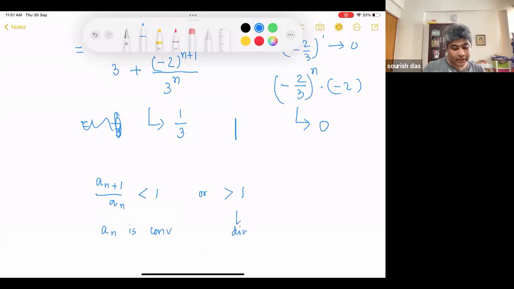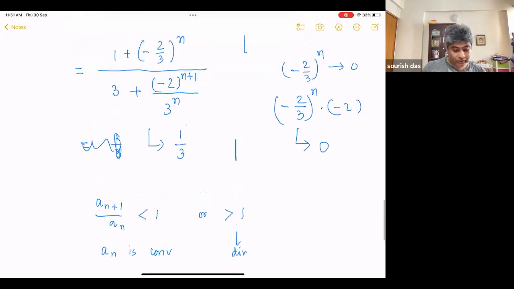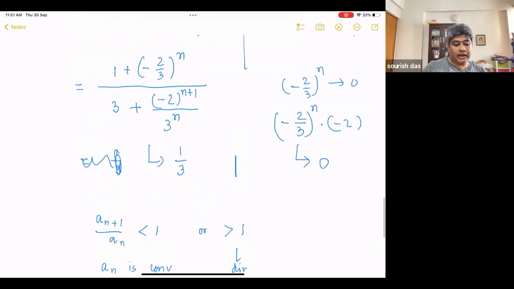So that's how you first check whether it is convergent or divergent, and then you find the limit. You told me the limit, but you didn't tell me whether it's convergent or divergent. Of course, if the limit exists, then definitely it is convergent. So that is okay also. That's fine.